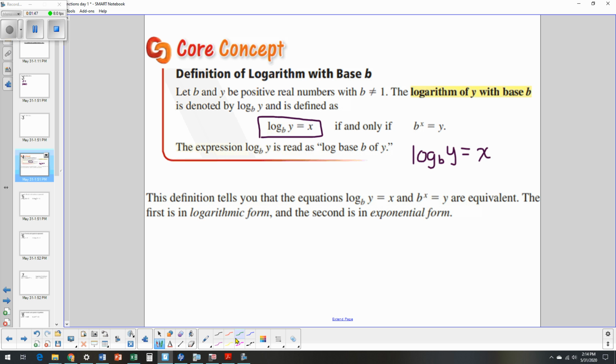The way I convert this is I start at the b, that's my base, I raise it to that power, and it then gets equal to the y. B to the x equals y. So I'm going to make this curve each time that I'm changing between logarithmic form, which was here, and exponential form, which is here.